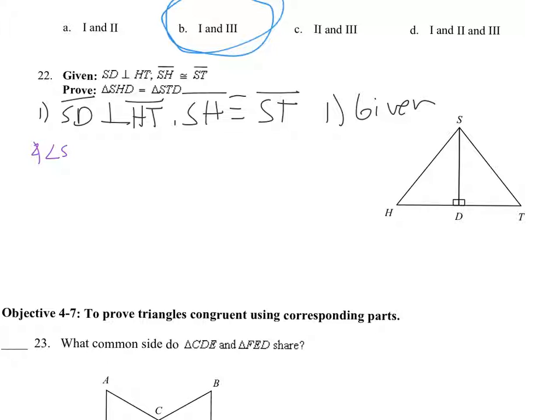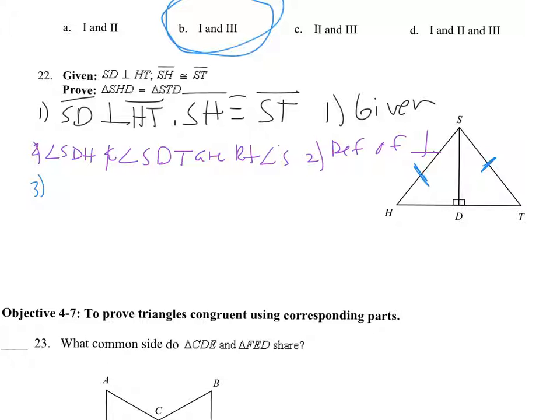So angle SDH and angle SDT are right angles, and that would be definition of perpendicular. So that's already on my picture. The other thing that was stated but isn't on my picture yet, this was in the given. So it looks like I have a right angle and the hypotenuses are congruent, so that should give me some sort of hint of something.